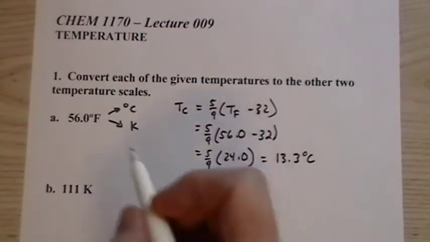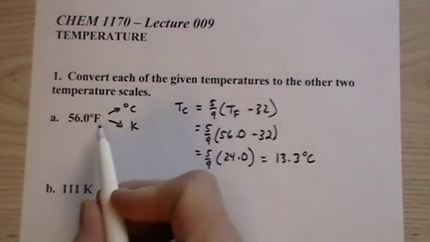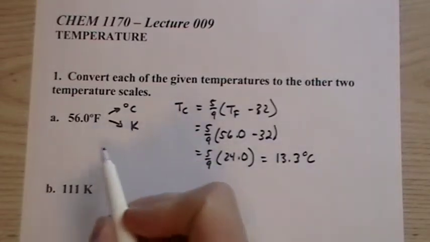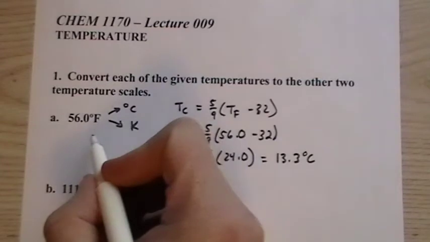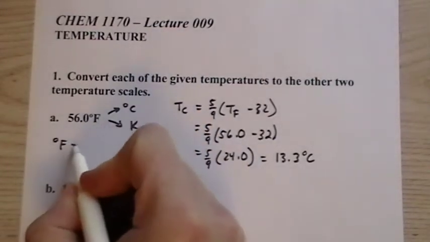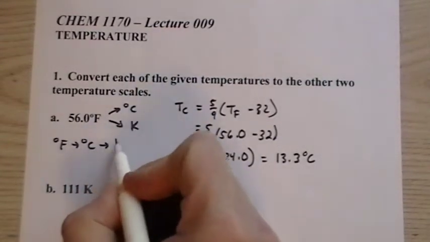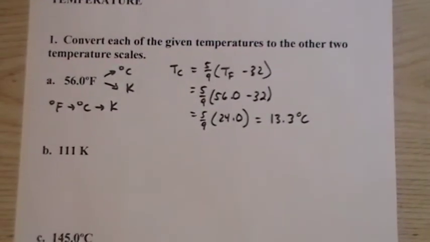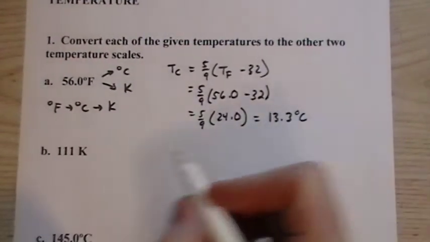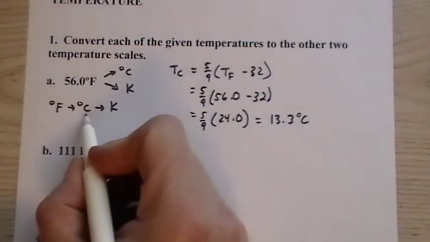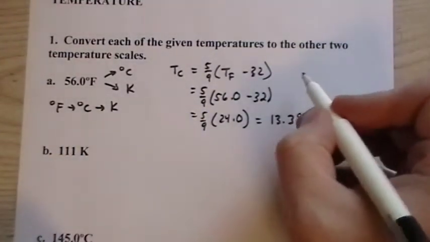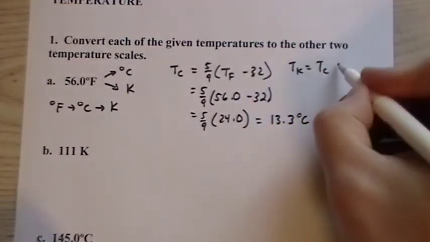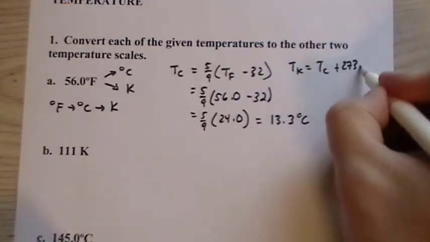Okay, now we have to convert Fahrenheit to Kelvin. Now we don't have an equation to go directly there. What we have to do is Fahrenheit to Celsius to Kelvin. So luckily I did the Celsius first. So when we do the Celsius to Kelvin, Kelvin is going to be Celsius plus 273.15.